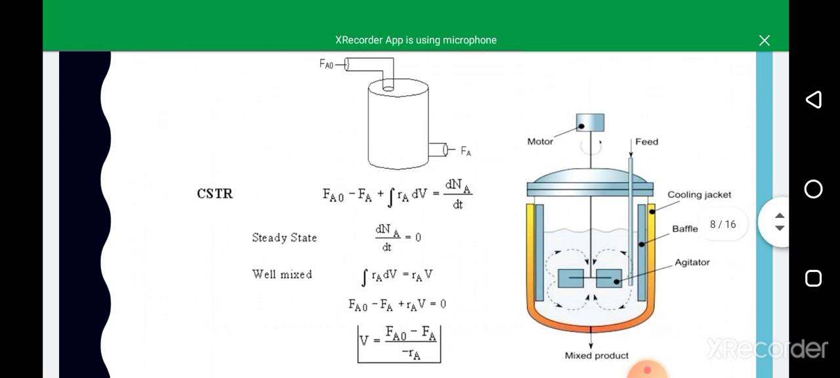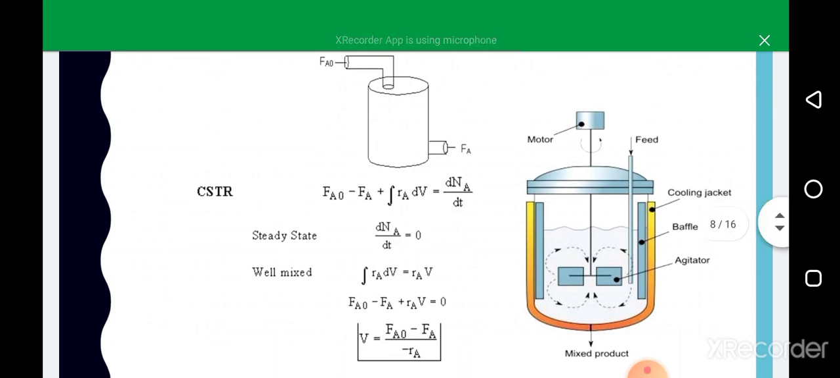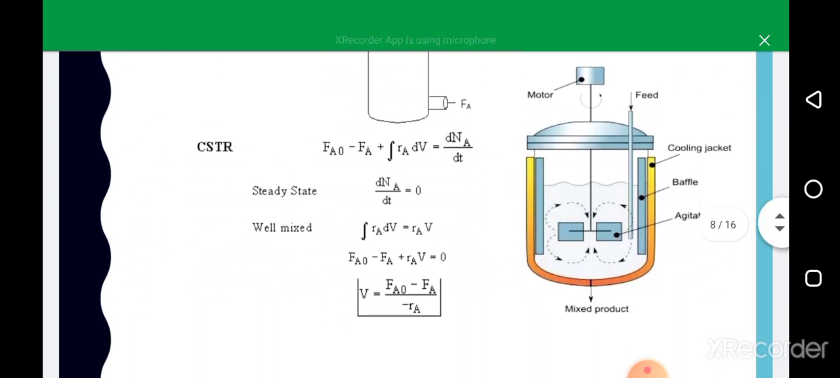This is called the general equation of mole balance of CSTR.